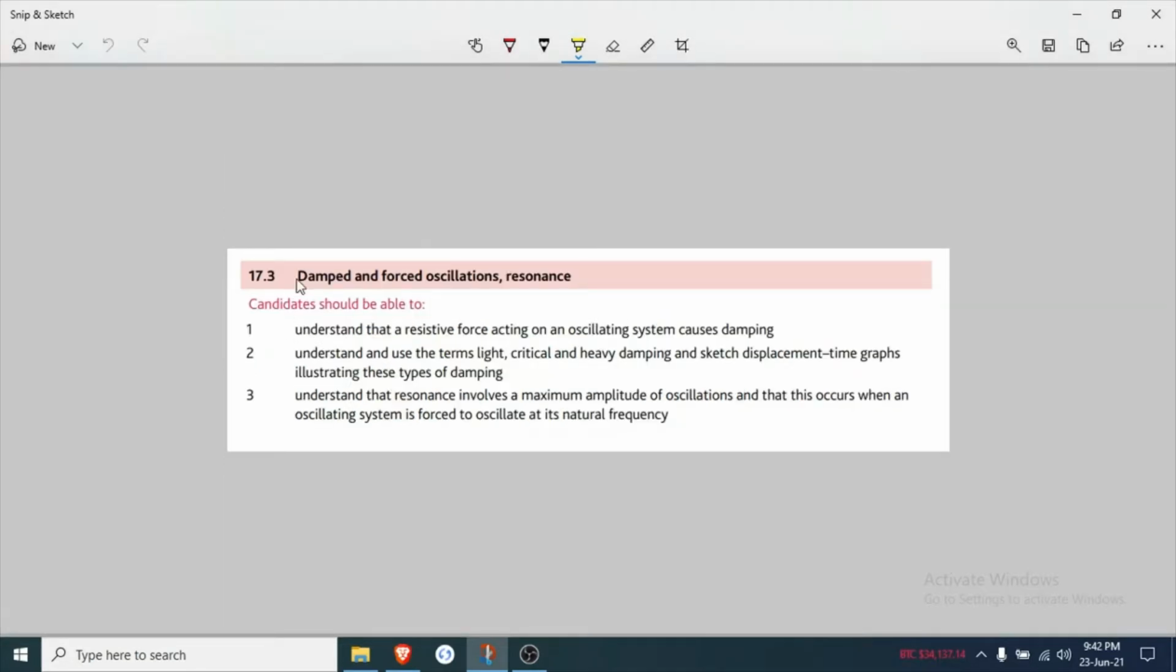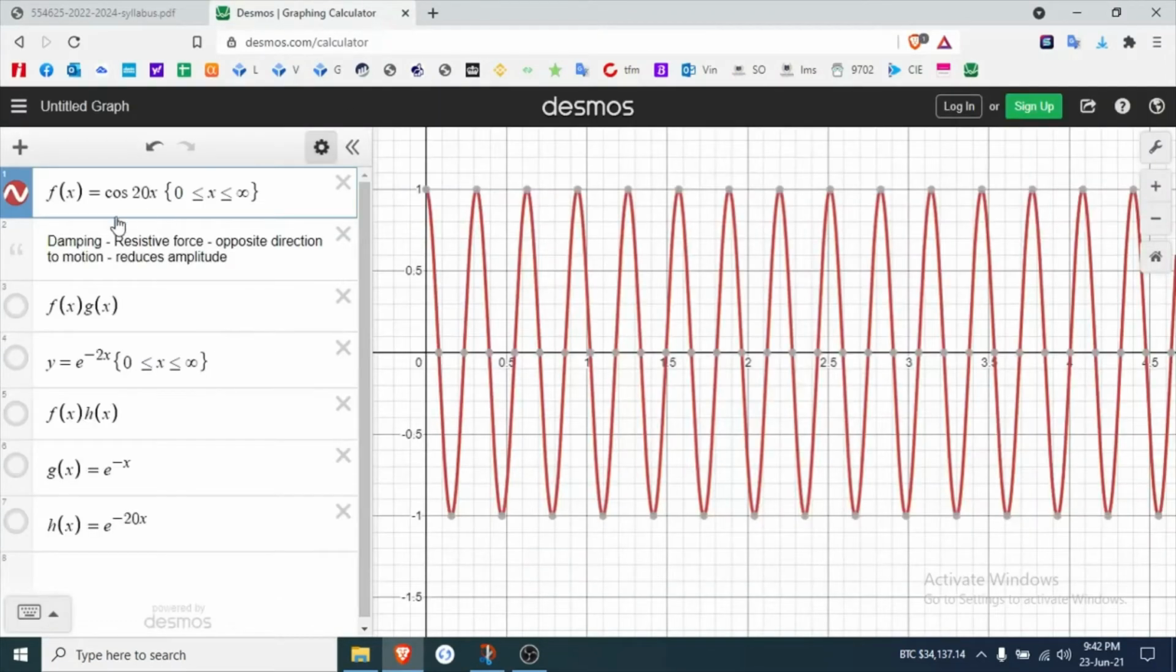Okay, for this video I want to look at damping. Understand that a resistive force acting on an oscillating system causes damping. We'll discuss that a little bit, and then we'll look at the terms light, critical and heavy damping, and I'll show you some graphs that we can sketch. We have to sketch displacement time graphs to illustrate these types of damping. So that's what I want to focus on this video. And to do that, I want to use this graph.